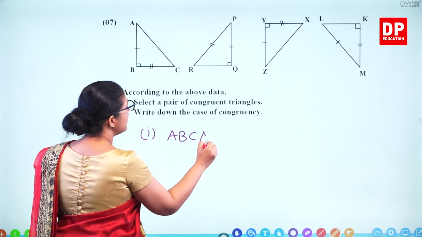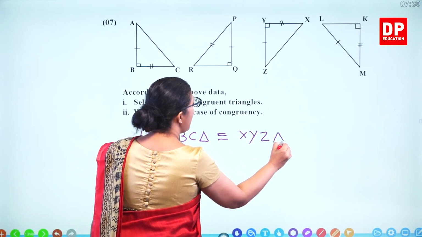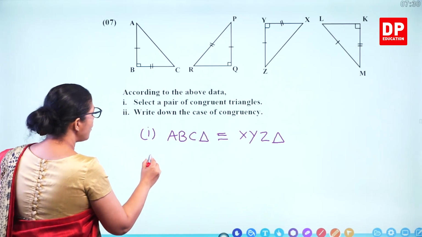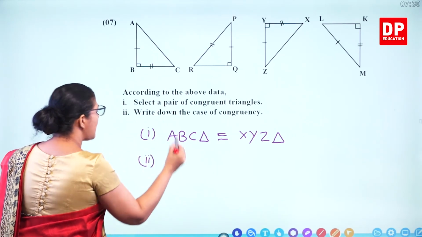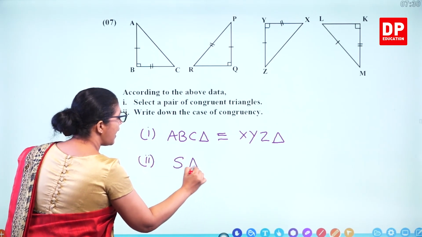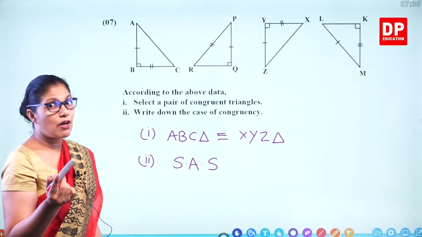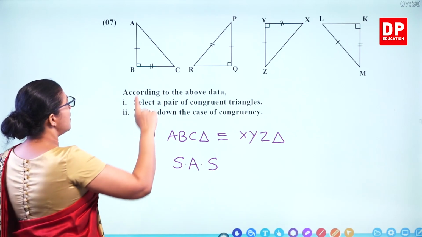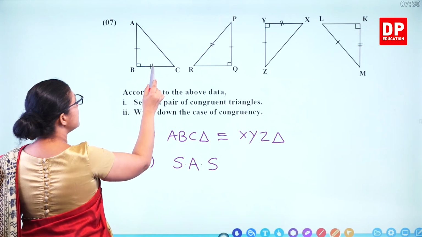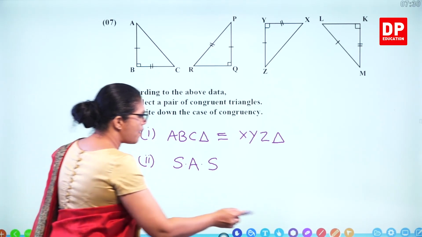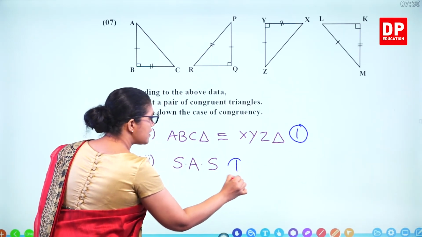ABC triangle and XYZ triangle. And what's the case of congruency? Side, angle, side. SAS. Side, angle, side. Not because of RHS, because hypotenuse is not given there. So only side, angle, side. So 1 mark for this part and 1 mark for this one.